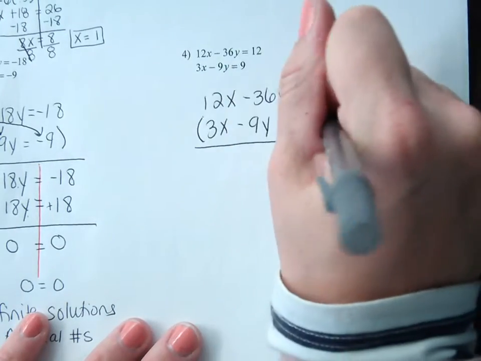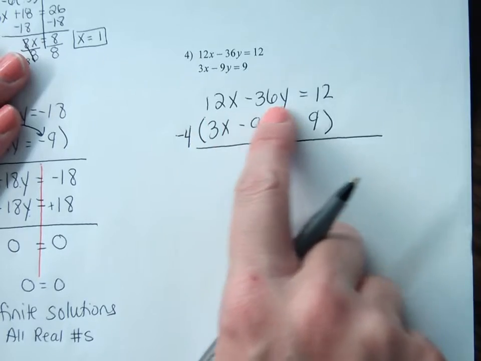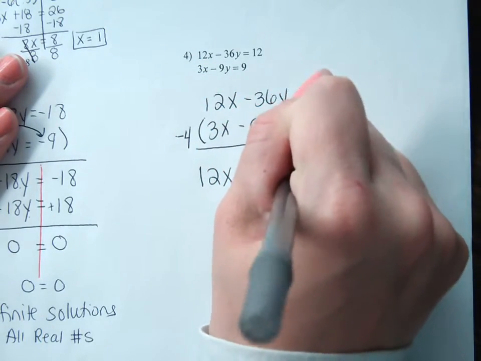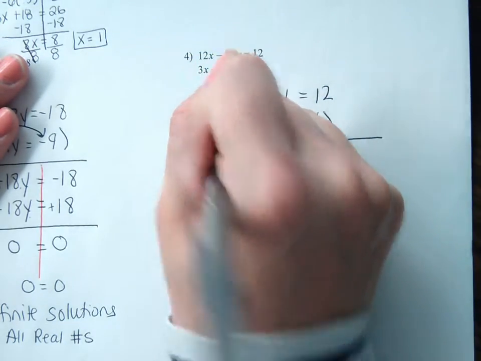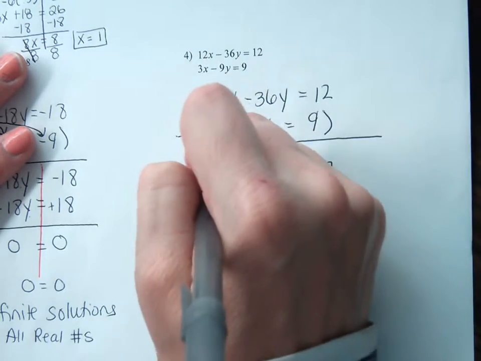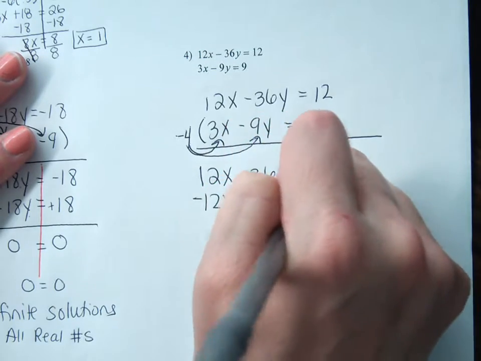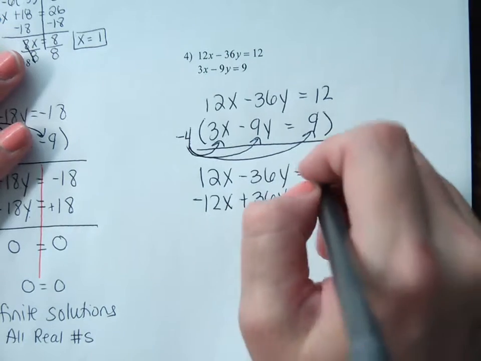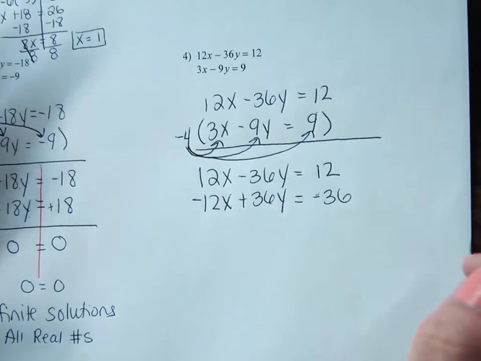So let's multiply the bottom equation by negative 4. Again, nothing is happening with this equation, so I have 12x minus 36y equals 12. Now we got to distribute. Negative 4 times 3x is negative 12x. Negative 4 times negative 9y is positive 36y. And then negative 4 times 9 is negative 36.